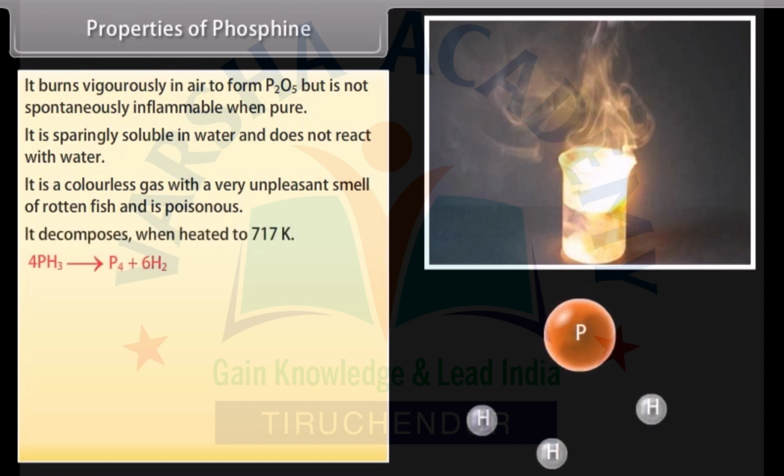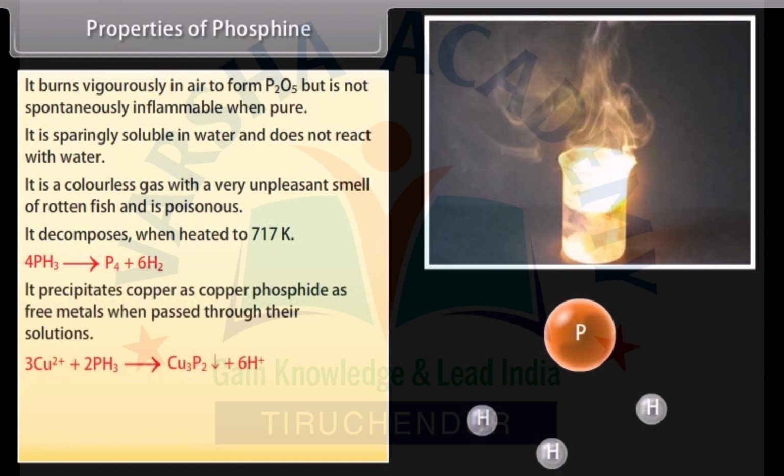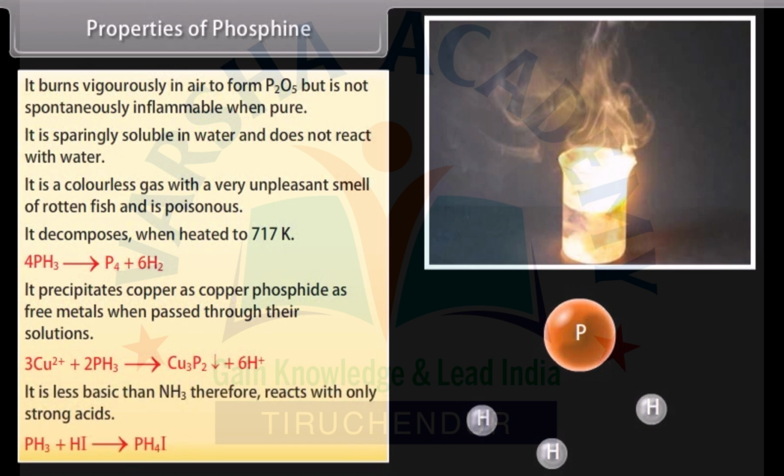It decomposes when heated to 717 Kelvin. It precipitates copper as copper phosphide, and free metals when passed through their solutions. It is less basic than NH3, therefore reacts only with strong acids.